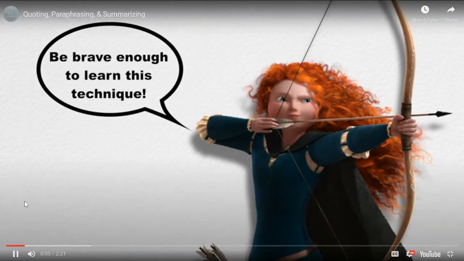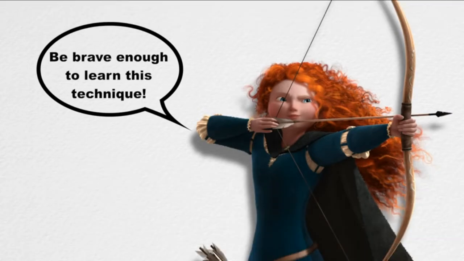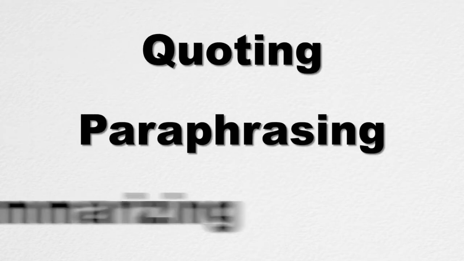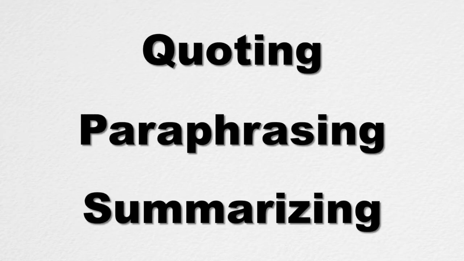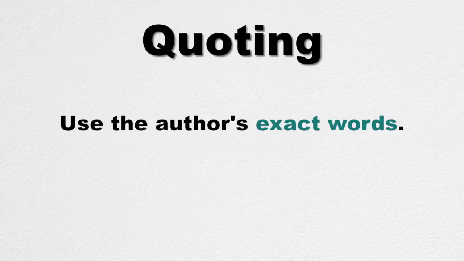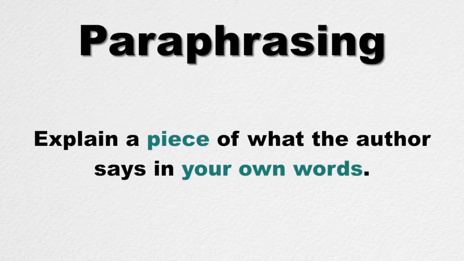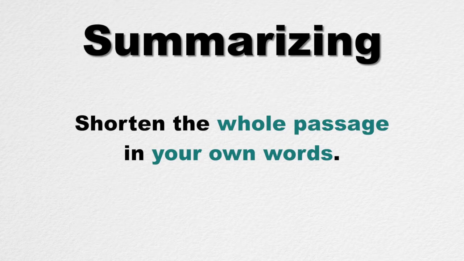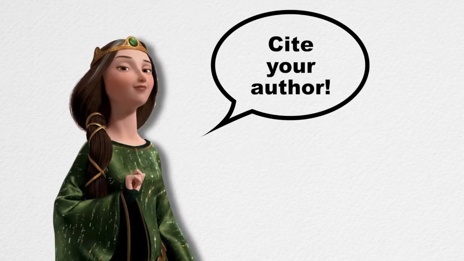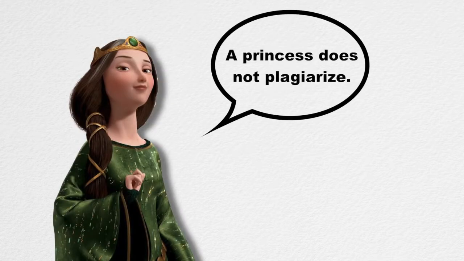Sometimes you need to incorporate other people's ideas into your own writing. There are 3 ways to do that: quoting, paraphrasing, and summarizing. First, I'm going to talk about what each one is. When you're quoting something, you're taking what the author says word for word and putting it in your paper. When you're paraphrasing something, you're explaining a piece of what the author says in your own words, but still giving the author credit for the idea. When you're summarizing something, once again, you're saying it in your own words, but you're also shortening what the author says. Usually people choose to summarize when the author's passage is on the longer side. For all 3 of these techniques, you want to make sure you cite your author at the end, so that way you're not plagiarizing. Sure.